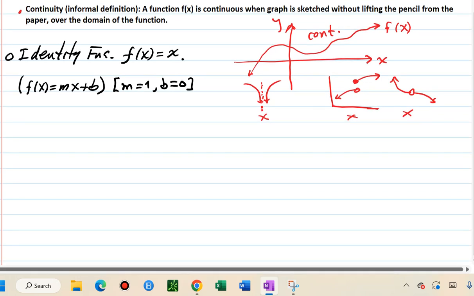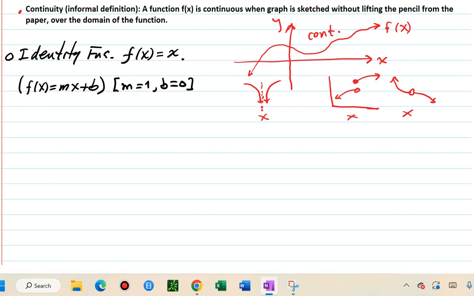Now for these functions, what I like to do is I like to give you first the graph of them. The graph of this one would be a line, a 45-degree angle line that runs through the origin. So here's your x, there's your y, and this is the graph of f of x equals x.